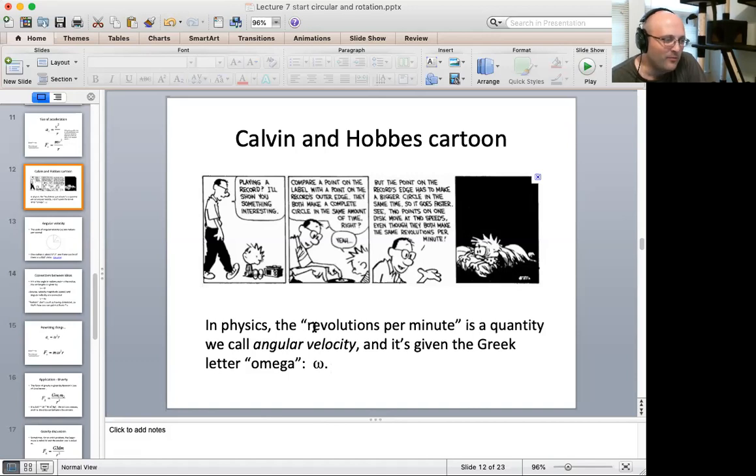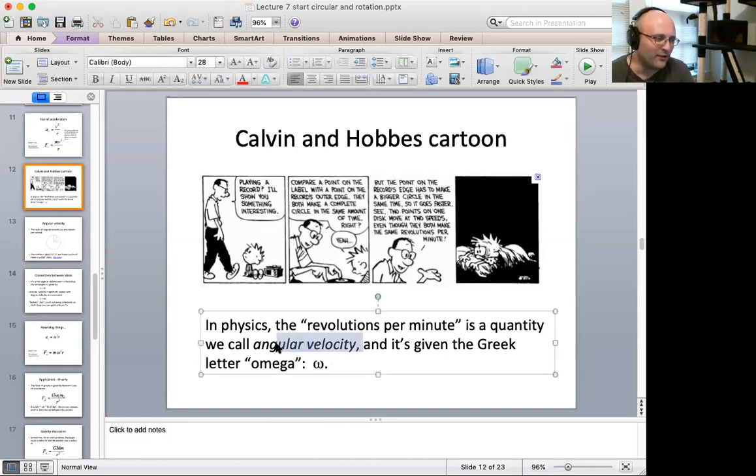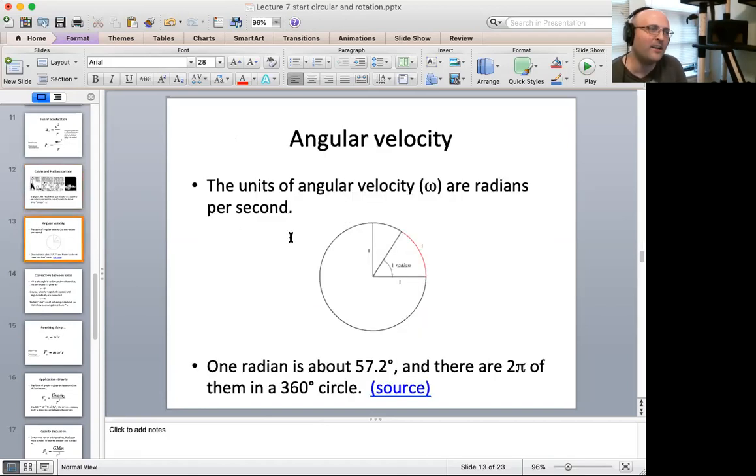Now, you probably know revolutions per minute as a unit of rotation rate. 33 and change is the rotation rate of most LPs. The formal term for this is called angular velocity, and the symbol for it is this lowercase Greek omega. Looks like a W, but it's not. So revolutions per minute is a unit of angular velocity. It's not the standard one we use in SI. What we use is radians per second, and a radian is just a different way of measuring an angle.